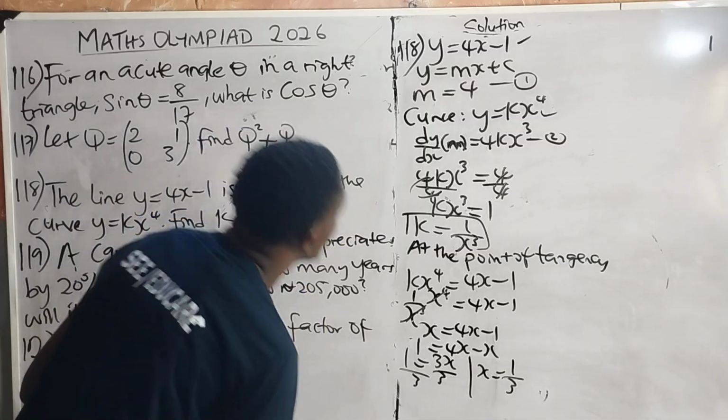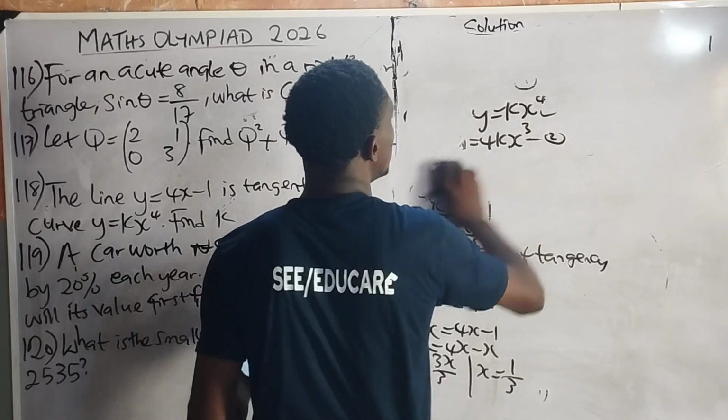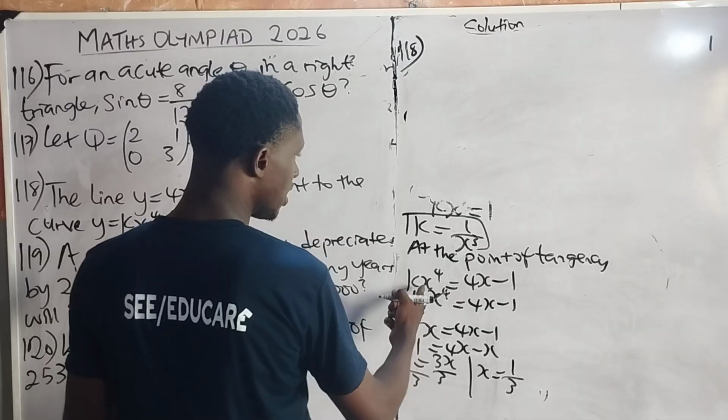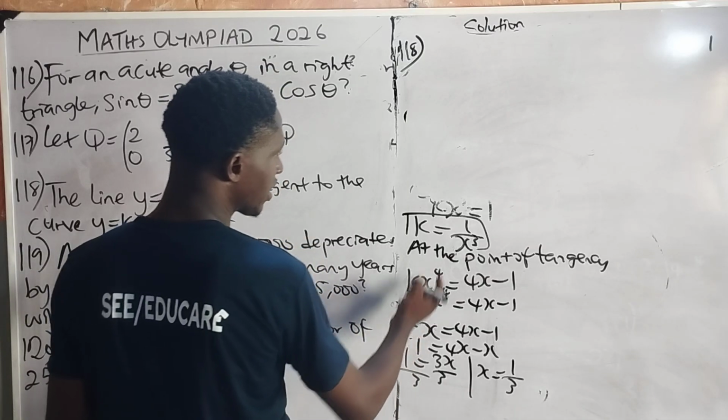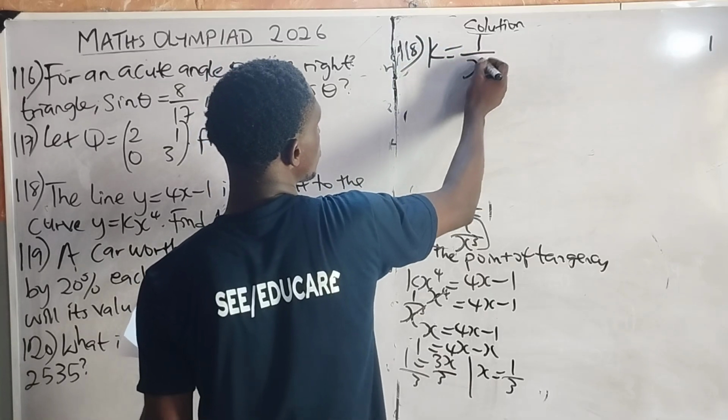But that is not what we are looking for. We are told to find the value of k. So our k, there's where we made it the subject. Our k here, look at it here, our k is equal to 1 over s raised to the power of 3.